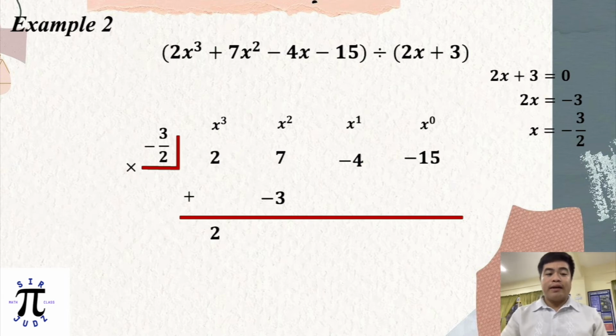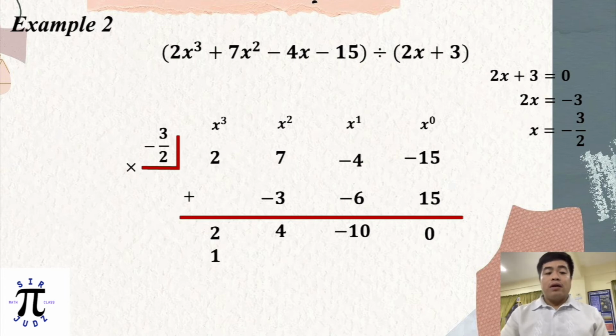Write negative 3 under 7, and then add 7, negative 3, you have 4. Same process, multiply 4 to negative 3 halves, and then write the product below negative 4, dyan sa x to the power of 1. So you have 4 times negative 3 halves, you have negative 6. And then add negative 4 and negative 6, you have negative 10. Multiply again negative 10 and negative 3 halves, you will have positive 15. And then add negative 15 and positive 15, it will be equal to 0. Okay, so your remainder is 0.